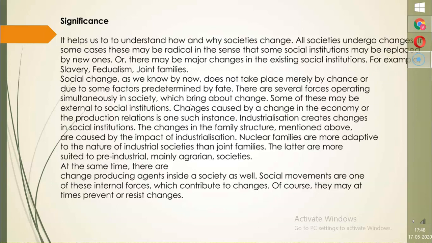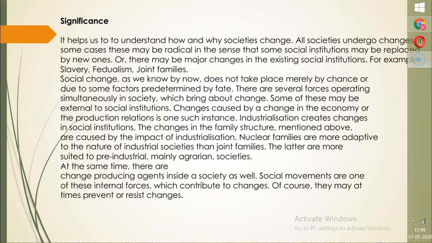So regarding the significance, yes, it helps us to understand how and why societies change. All societies undergo changes. In some cases, this may be radical in the sense that some social institutions may be replaced by new ones. So the significance of social movements is that it is only through the study of the patterns and progress of these movements that we come to understand the major changes in the existing social institutions.